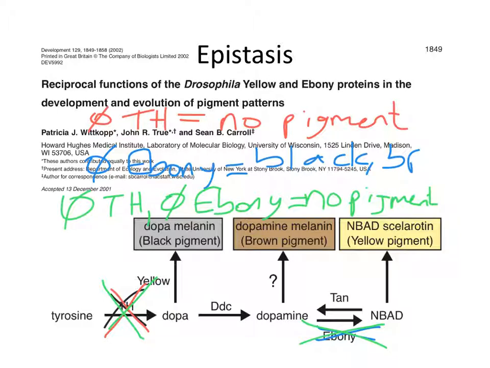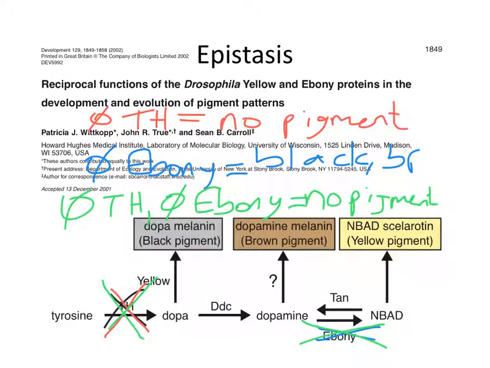Which one works first? Well, the important thing to remember is that we don't know the order of the enzymes at first. So the information we're looking at is simply that. If you don't have tyrosine hydroxylase, you don't make pigment. If you don't have ebony, you do make pigment. If you combine those 2 mutations, you don't make pigment. So the analysis is you look for the combination of outcomes that are the same, and the gene that's common to both of those is the one that's upstream.